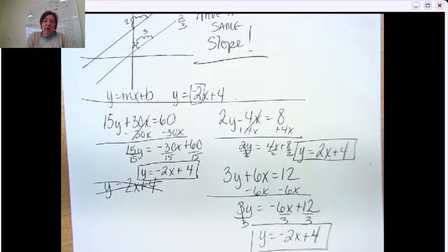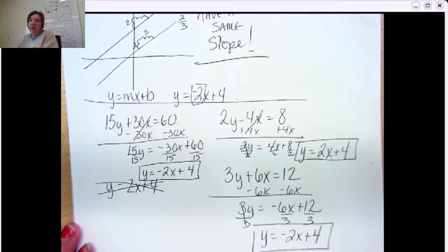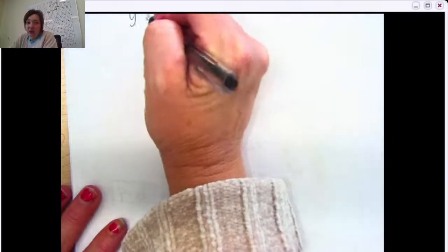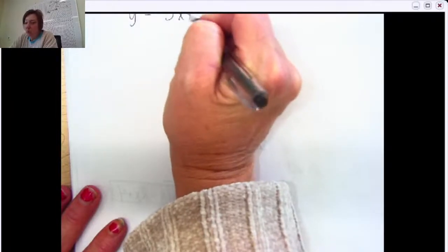Okay? So that is what it looks like if we're just comparing them, right? But what if I ask you to write one? What if I want you to write the equation of a line? So let's say I give you y equals negative 5x plus 1. And I say that I have a line that's parallel to that line but goes through the point 0, 3.